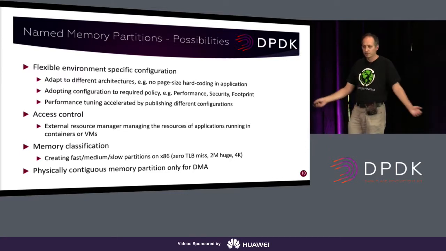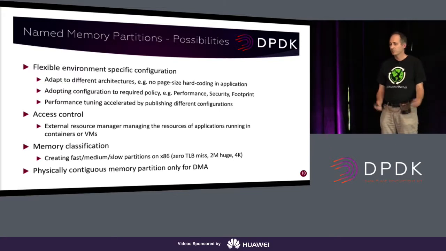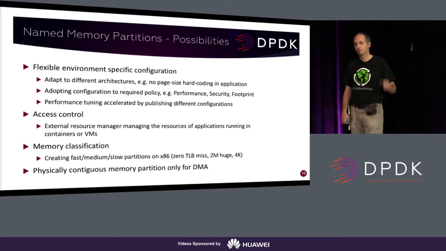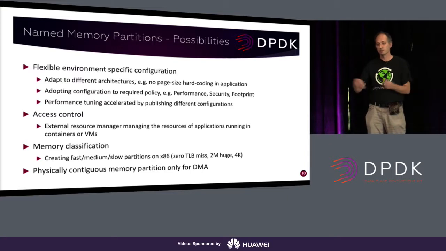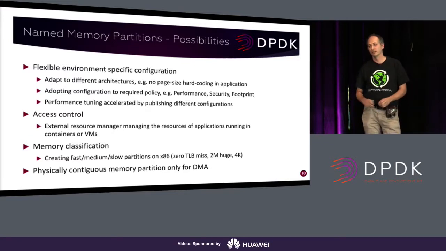So the easiest way would probably be creating mem domains where the application doesn't have to tell that I want 2 meg or 1 G huge page. It just tells that I want fast memory, medium, and slow memory. So then it becomes very easy for the application. It doesn't have to be aware of the huge pages.